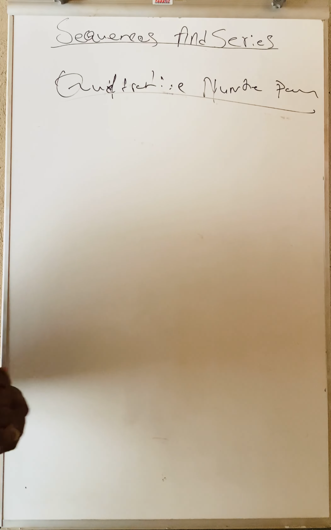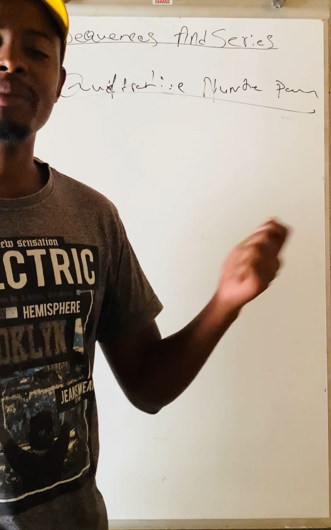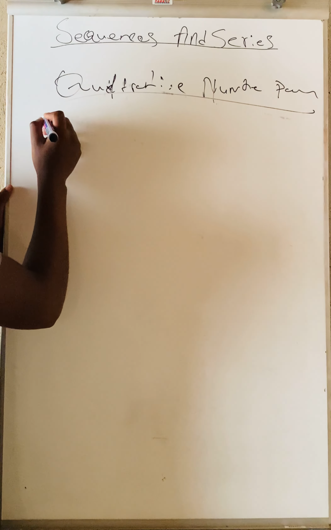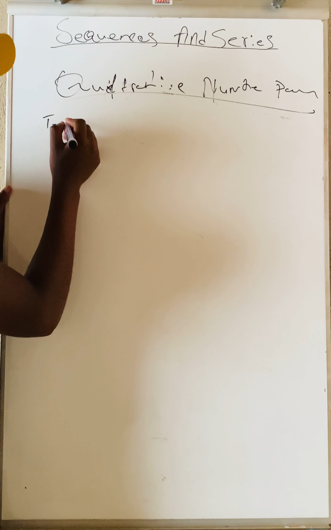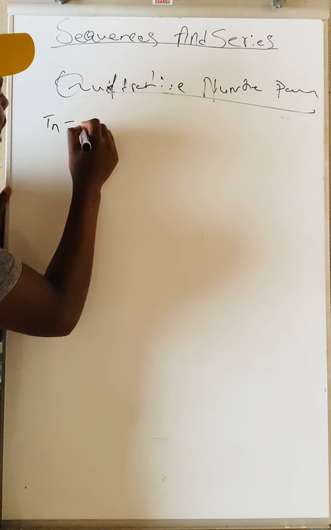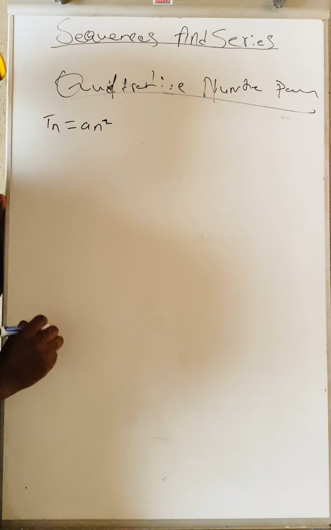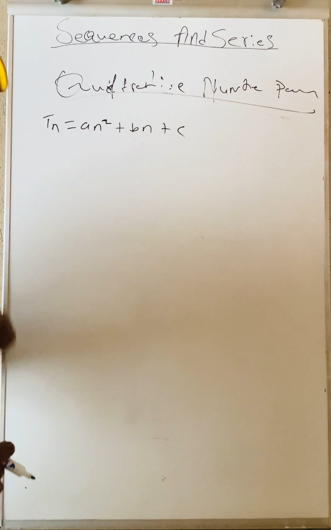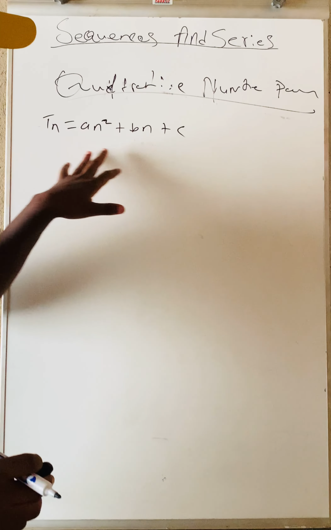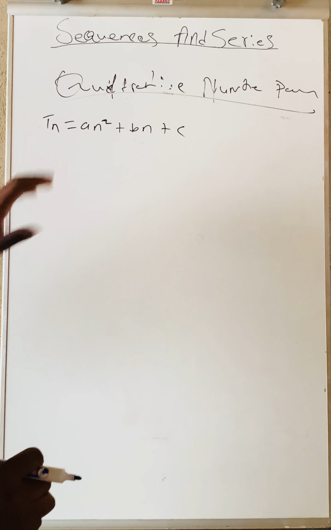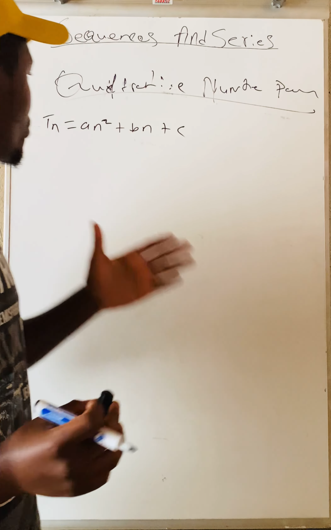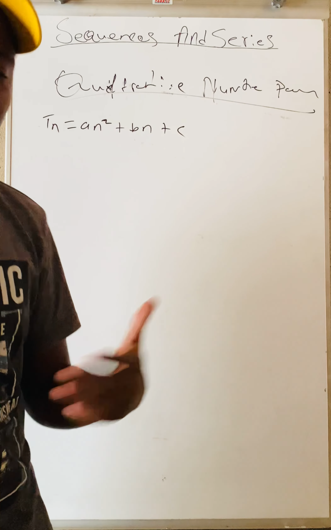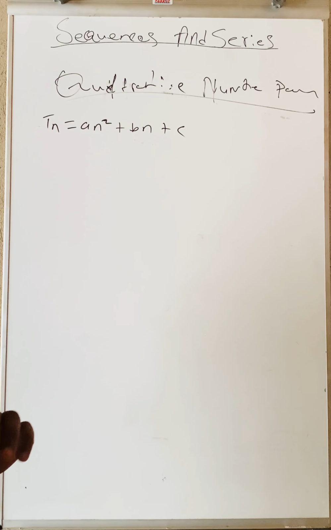Never mind, my handwriting is for mathematicians, guys. But firstly, they taught you this formula where they say Tn is equal to an squared plus bn plus c. You know this formula from the parabolas. On parabolas we have something like this, and even in number patterns we have something like this.